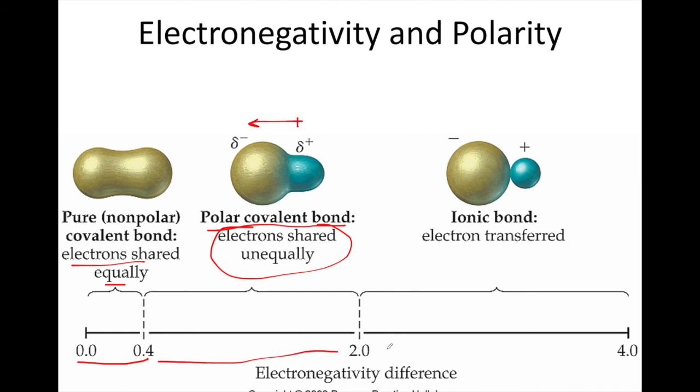Ionic bonds have differences in electronegativity from 2 and greater, and the electron or electrons are transferred. The difference is so great that they're actually transferred from one atom to the other, giving us a full negative charge and a full positive charge, not a partially negative and partially positive, giving us a cation and anion.